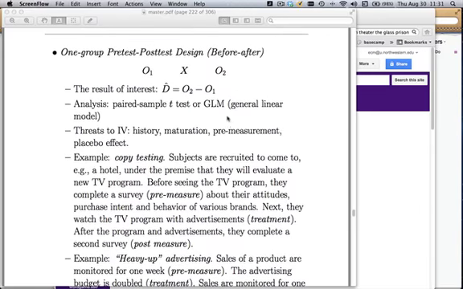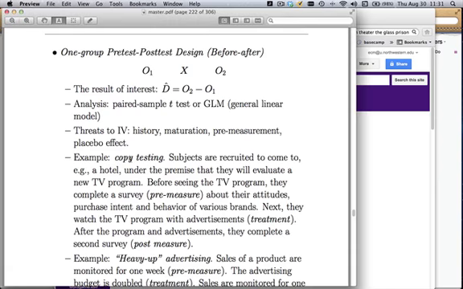This is the paired sample t-test, by the way. Now, let me give you two examples. One I'm going to call the copy testing example. With copy testing, what happens is you invite subjects to some location. Often it's a hotel ballroom. And you invite them in under the premise that they're going to evaluate some new TV programs. We would love to get your opinion on these new TV programs.